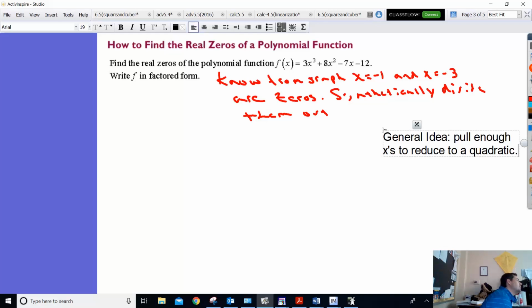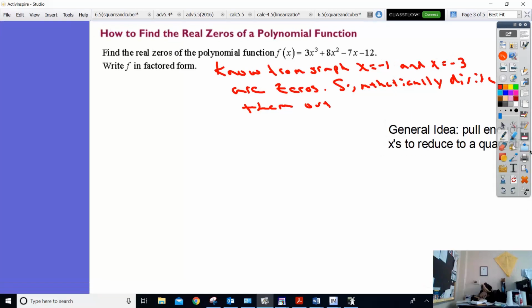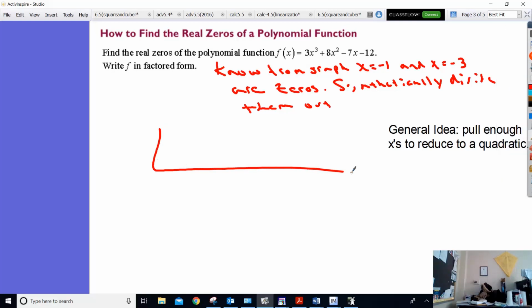I'm mentioning synthetic division. Do you remember doing synthetic division? It's not hard. You should have done a ton of it. Synthetic division, the divisor symbol is upside down. What's the top loaded with? Your coefficients, right? 3, 8, -7, -12. Kelly wanted to divide out the x equals -3.